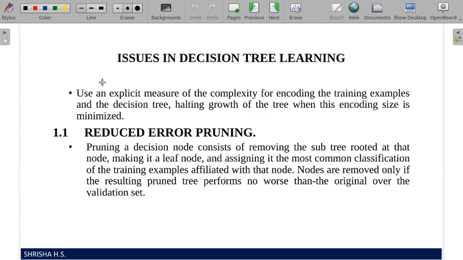So we'll read the definition. Pruning a decision node consists of removing the subtree rooted at the node, making it a leaf node, and assigning it the most common classification of training examples. Yes or no leaves we have to attach. So nodes are removed only if the resulting pruned tree performs no worse than the original over the validation set. Okay, so the new tree we have obtained by removing the sub branch should perform at least the same as the fully grown tree. So only then we will accept it, otherwise we will not accept it.